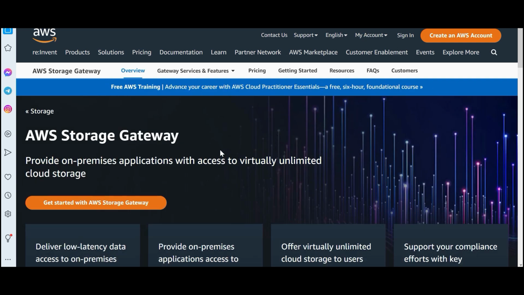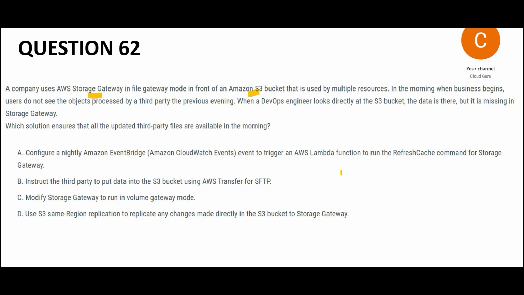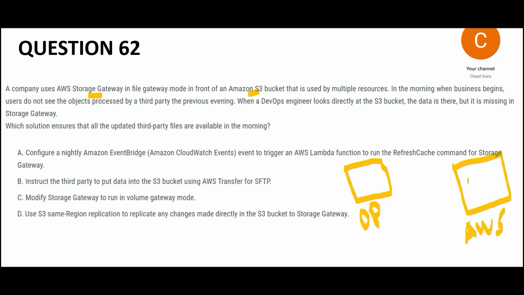And what is Storage Gateway? Suppose this box is your on-prem, and this box is your cloud, that is AWS. So if your data is here on S3 and your applications are here, then these applications can access the data. This guy can go here and say, hey, give me the data, and this guy would give the data, and in this application you can see the data.